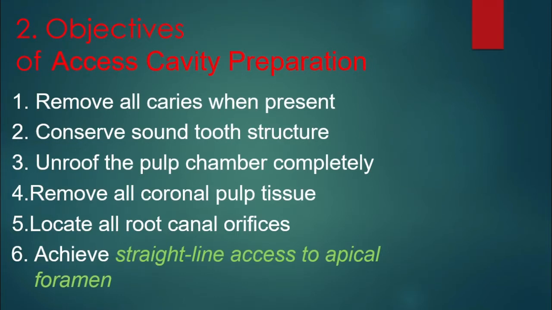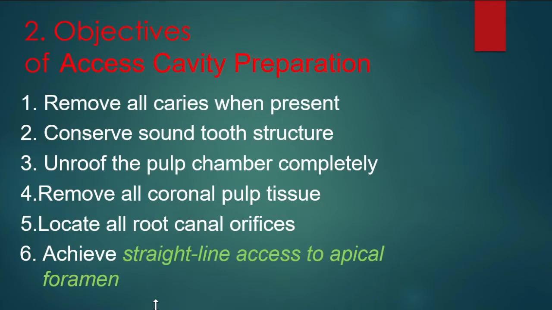Okay, now let me talk about the 6 points that were listed by Cohen in detail. First of all, removing all caries and defective fillings. Why should we remove caries and defective fillings when we are preparing an access cavity? Actually, this is to eliminate mechanically as many bacteria as possible, which can leak into the prepared cavity and from there into the periapical area.